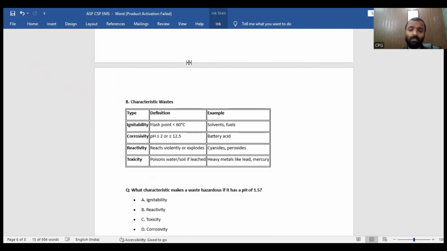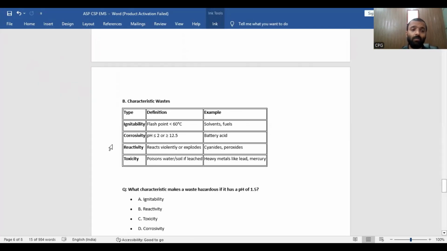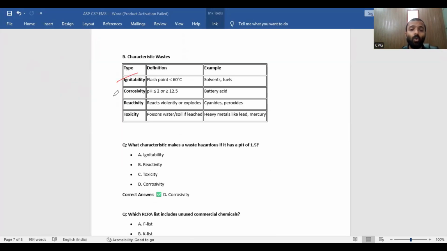Now characteristics of waste. Waste has its characteristics: ignitability, corrosivity, reactivity, and toxicity. Ignitability means flash point less than 60 degrees centigrade, solvents and fuels. Corrosivity means pH less than 2 or pH greater than 12.5. Imagine how corrosive it is, like battery acid.